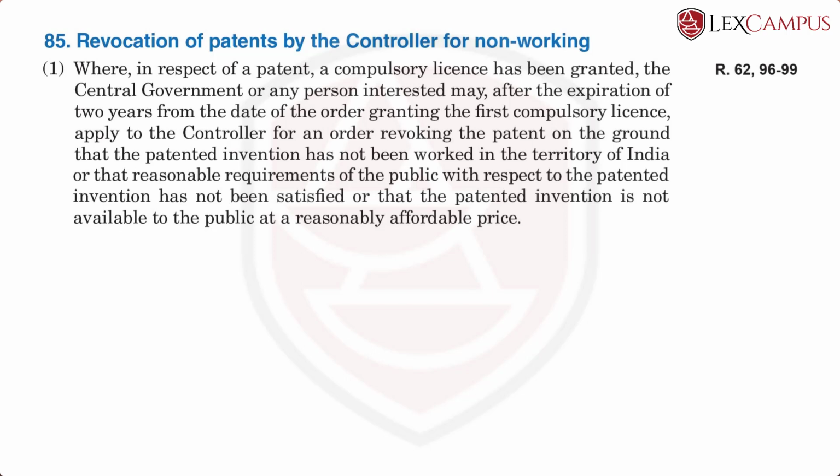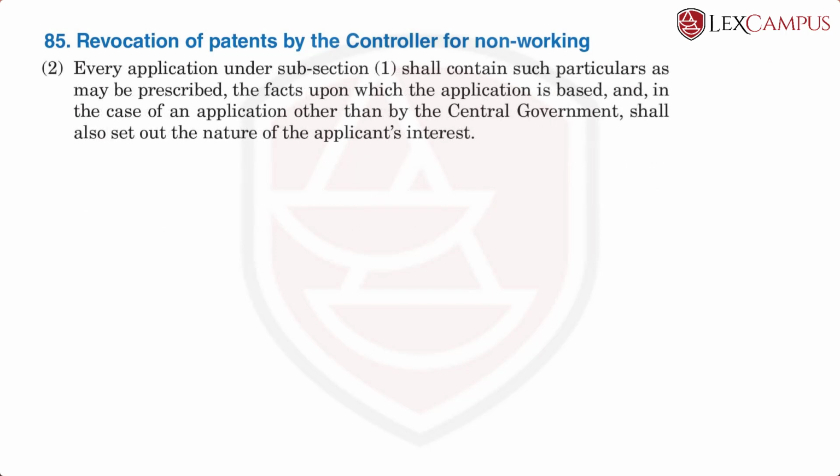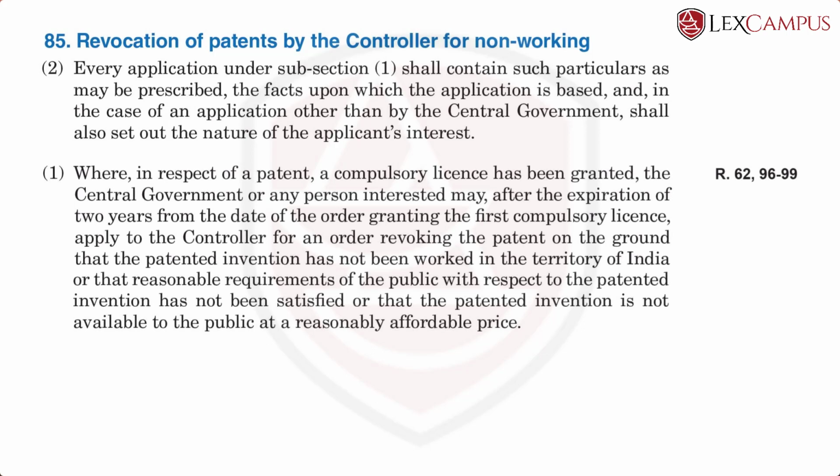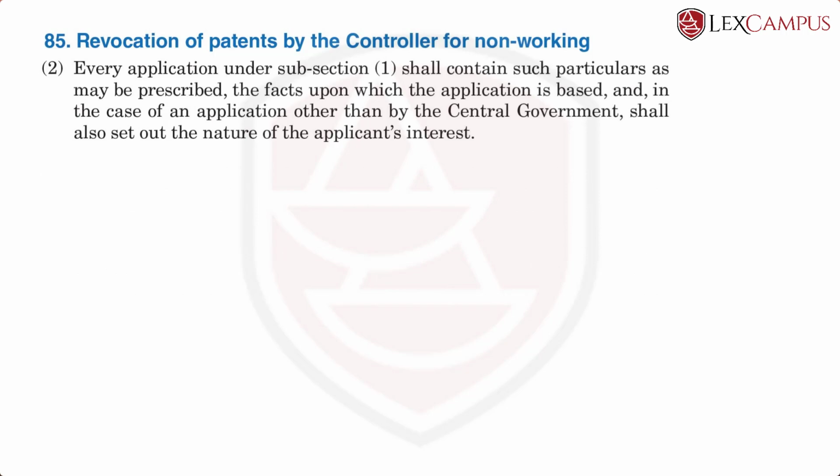So, law provides for a measure by which the patent can be revoked and any person could then work the invention. 85.2. Every application under subsection 1 shall contain such particulars as may be prescribed, the facts upon which the application is based, and in the case of an application other than by the central government shall set out the person's interest. Now, these are requirements for making any application by a person interested, and we had seen this even in the case of post grant opposition.